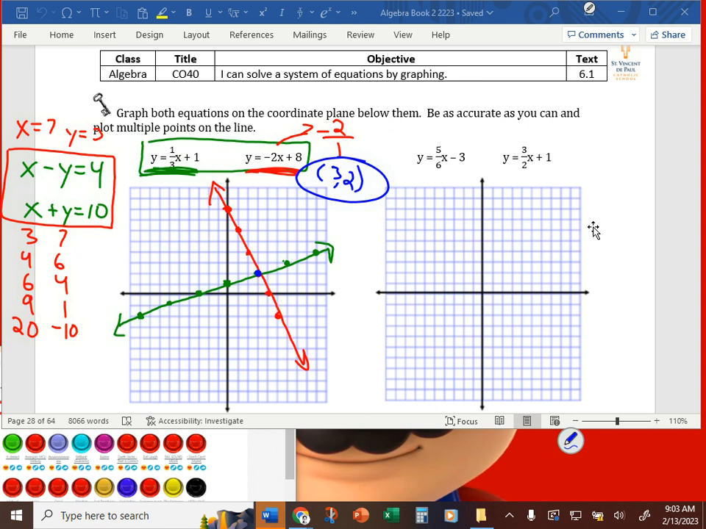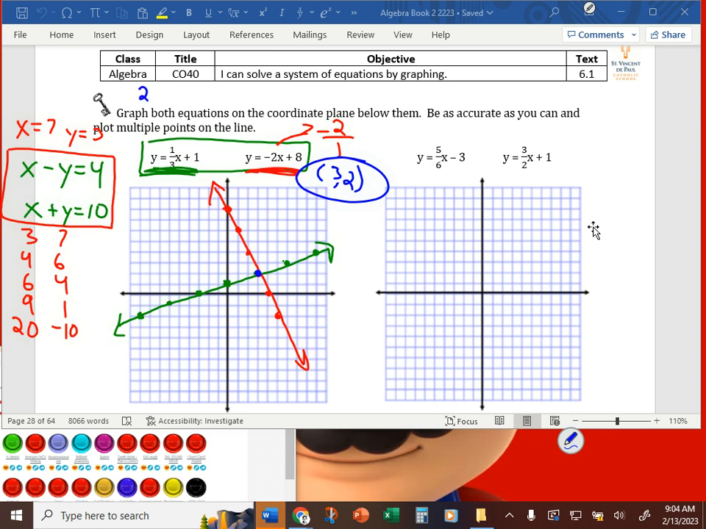I mean, it really isn't anything new other than understanding what a system is and why we graph them, what we're looking for. We've graphed equations for a long time now, several different objectives. You've done this. But now it's looking for, okay, how do I use this to answer the question? What am I looking for? You're looking for where those lines intersect, the one value for x and y that works.